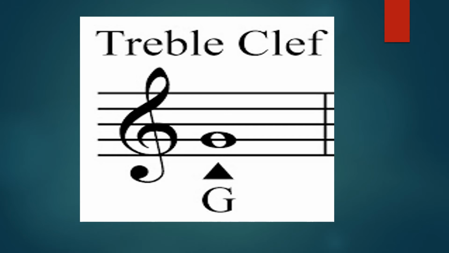A clef is a symbol on the left side of the staff that indicates the high and low pitches written on it. This clef is called treble clef or G clef. The treble clef wraps around the second line of the staff to tell you that this is on the G line.